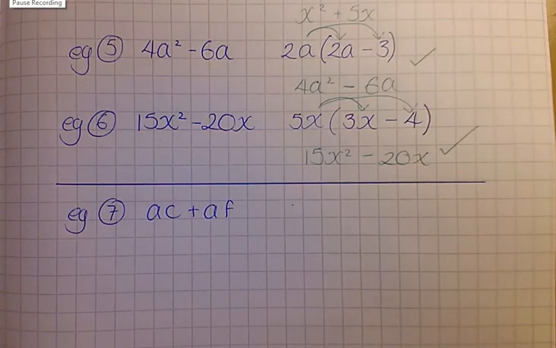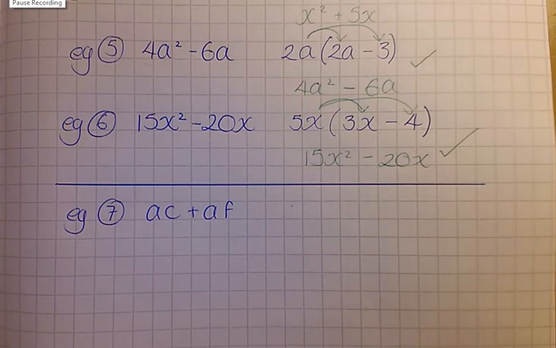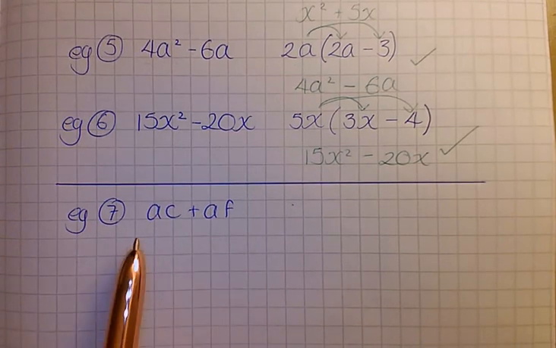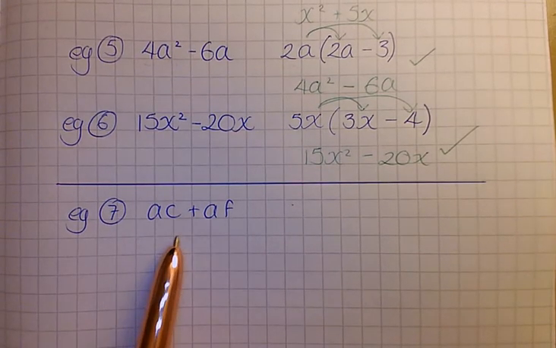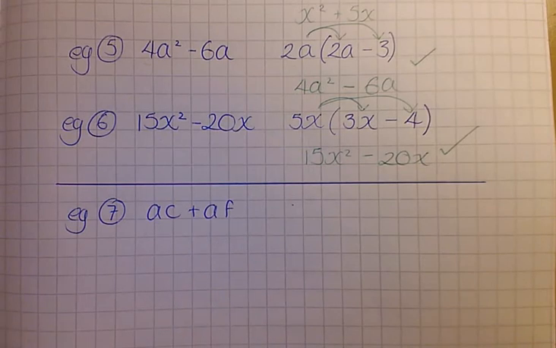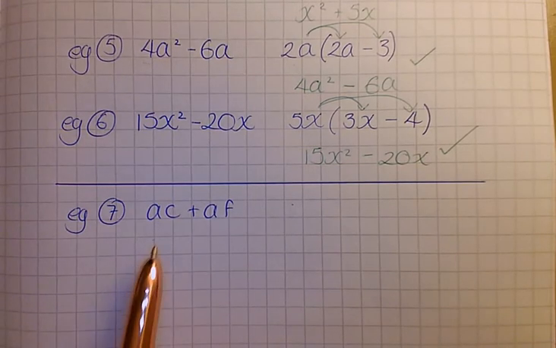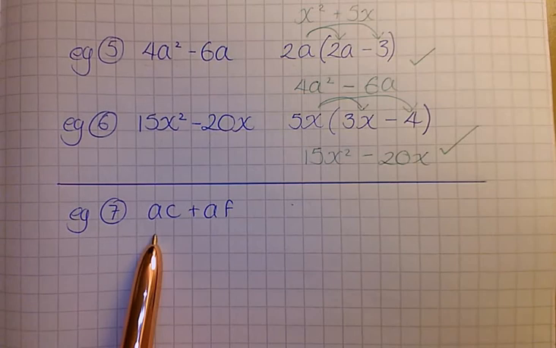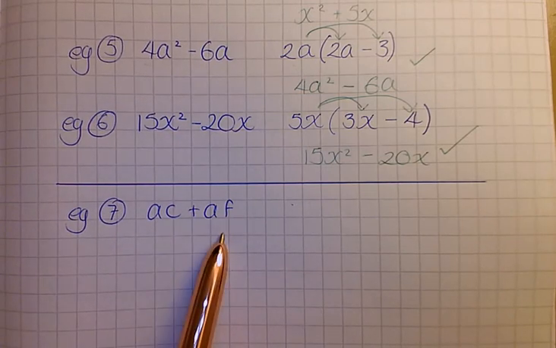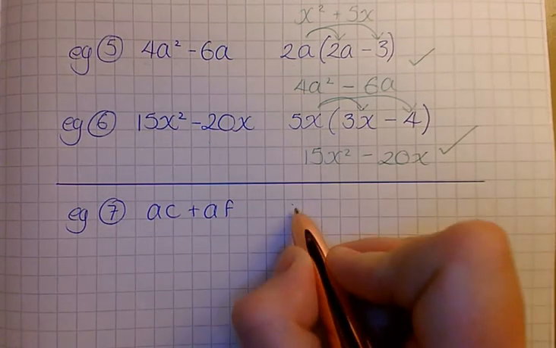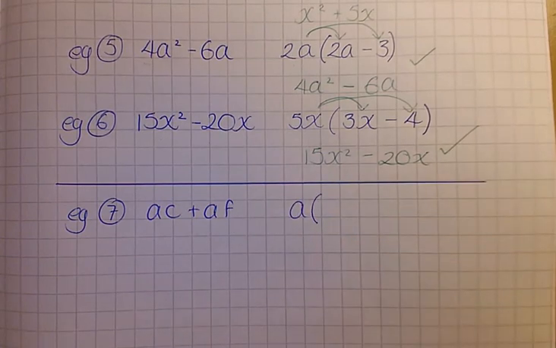Now the last example I'm going to show you is one where we've got no numbers in it at all. We've just got the letters. So we've got AC plus AF. And again, we follow the same method. We're looking for common factors of both of these terms. What can you see in both of them? Okay, so we can see an A in both of them. So A is what we're going to take out of the bracket.